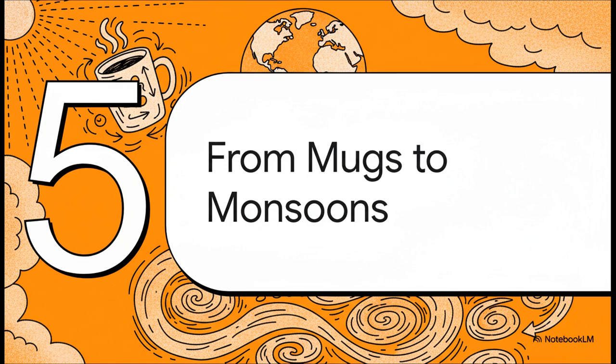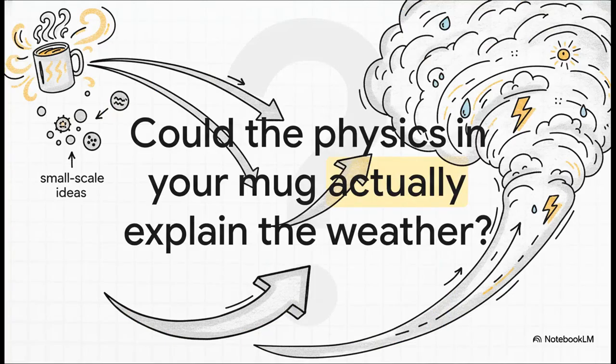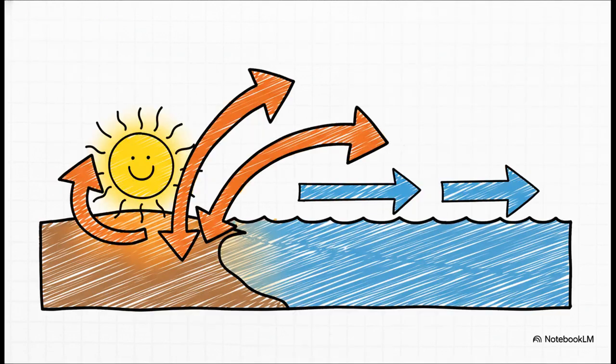But here's where it gets really big. What if I told you that these exact same principles don't just explain your coffee, they explain our entire planet? Seriously, could the physics happening in your tiny little mug actually explain something as massive as the weather? The answer is absolutely yes. Think about it. That same convection that makes steam rise from your coffee cup, on a global scale, that's what creates wind. The sun heats the land, the hot air rises, and cooler air from the ocean rushes in to take its place. That's a sea breeze.